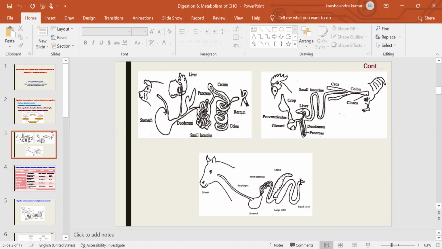So in horse, colonic fermentation happens, and this hindgut part of the GI tract accounts for 30% of the digestion of protein, almost 20 to 25% of soluble carbohydrate and almost 75% of the fibrous feed, or you can say cell wall carbohydrate. So maximum microbial fermentation takes place in the colon and cecum of horse.